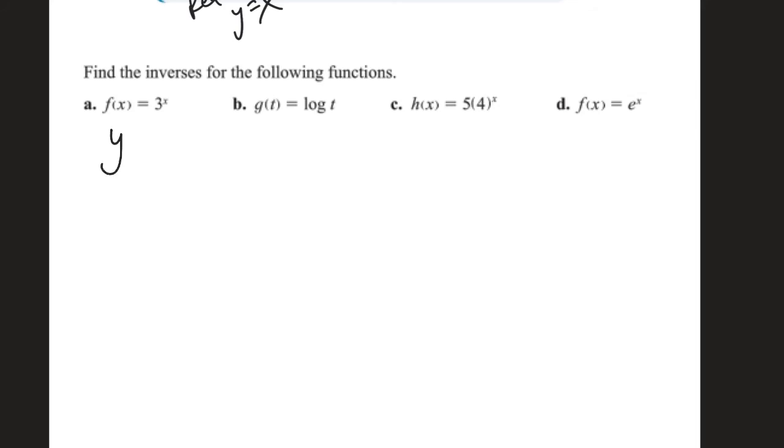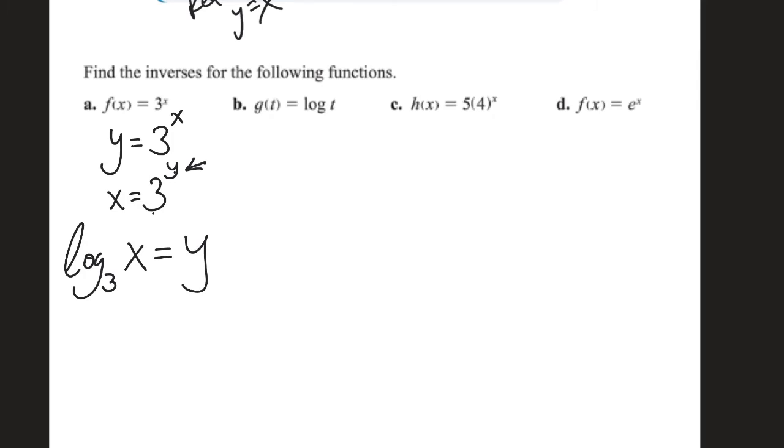For A, I'm going to rewrite it. f of x becomes y equals 3 raised to the power of x. I'm switching the x and the y, and I now need to be able to get y out of the exponent spot. So I'm going to write this in log form. Log base 3. y and x are going to change spots. And now I've gotten y alone, and so I can rewrite this with function notation. The inverse of f of x is log base 3 of x.